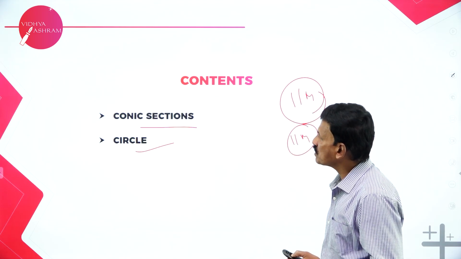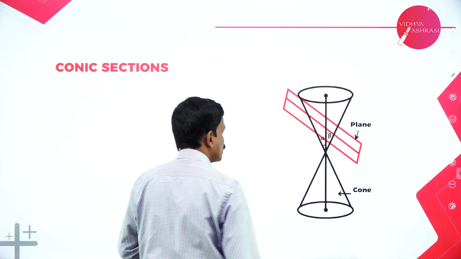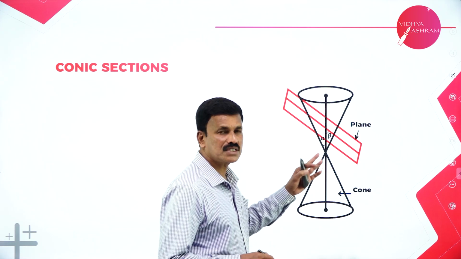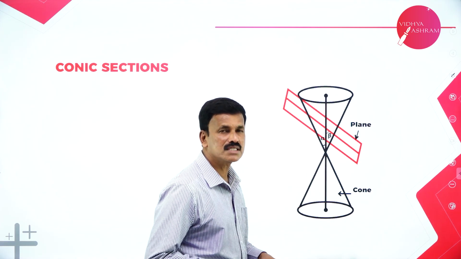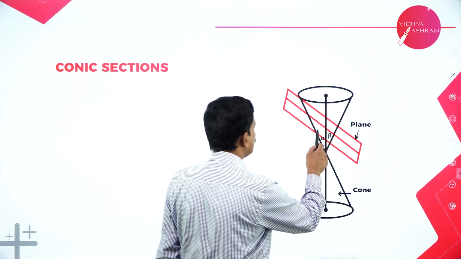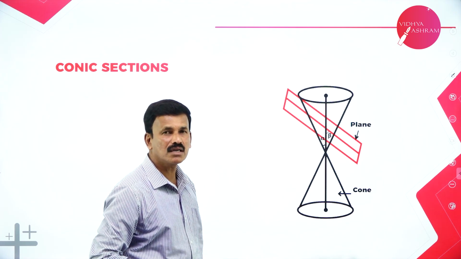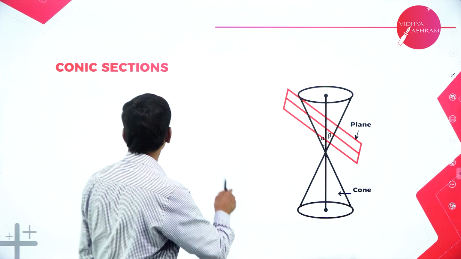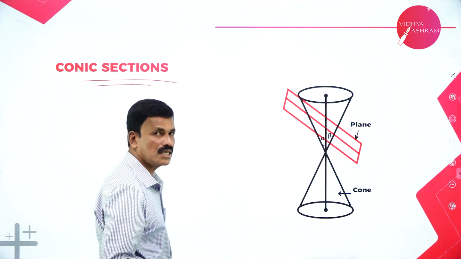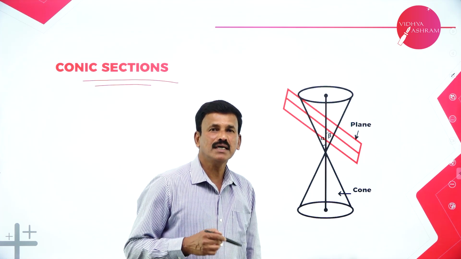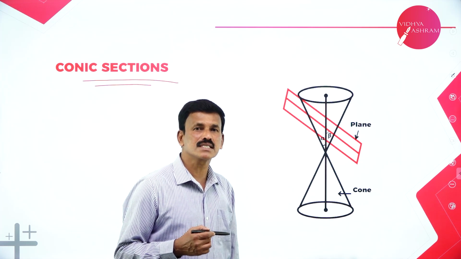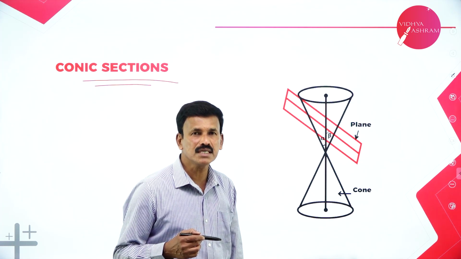Now let us know what is a conic. So here you might have observed, here is a cone and a plane. The section which lies between a plane and a cone is called a conic section, right? So the intersection of a plane with a cone is called the conic section. The curves obtained by intersecting a right circular cone with the plane are called the conic section.